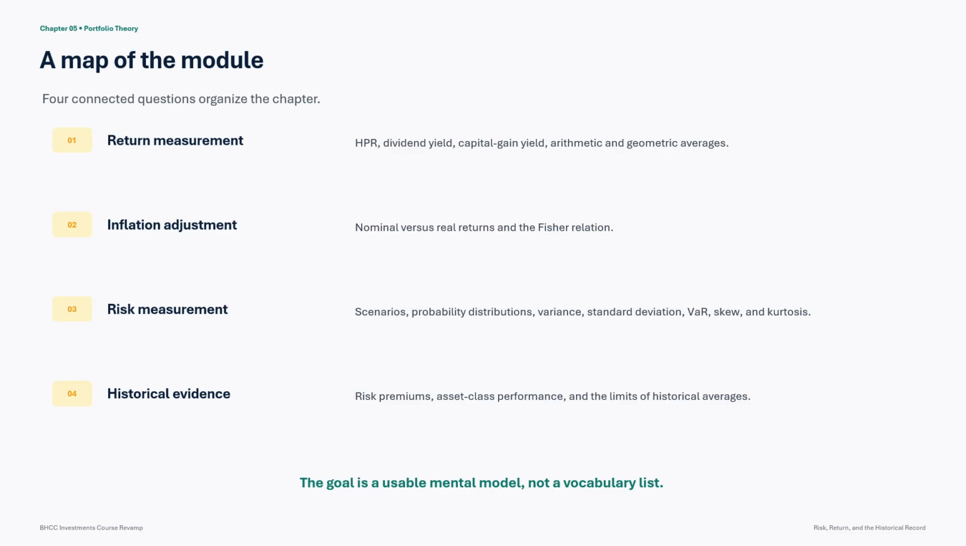The chapter is organized around 4 connected questions. The first question is return measurement. We begin with holding period return, then separate dividend yield from capital gain yield. From there, we decide whether an arithmetic average, geometric average, or dollar-weighted return best fits the task. The right formula depends on whether we are forecasting one period, describing long-run compound growth, or evaluating an investor's actual experience.